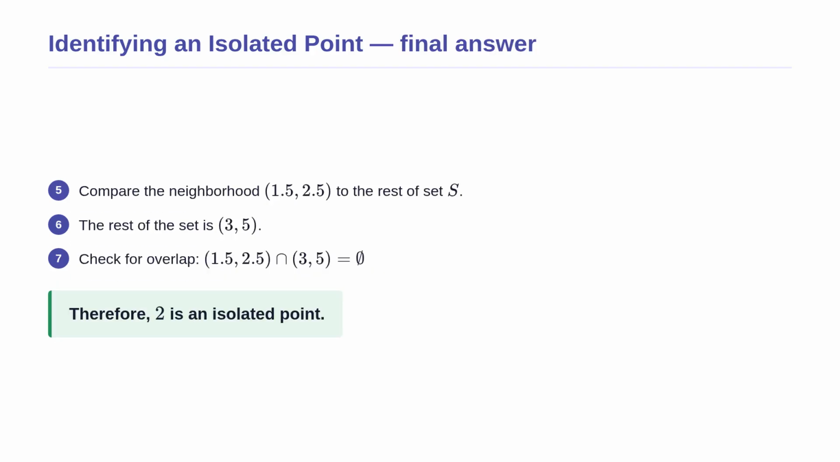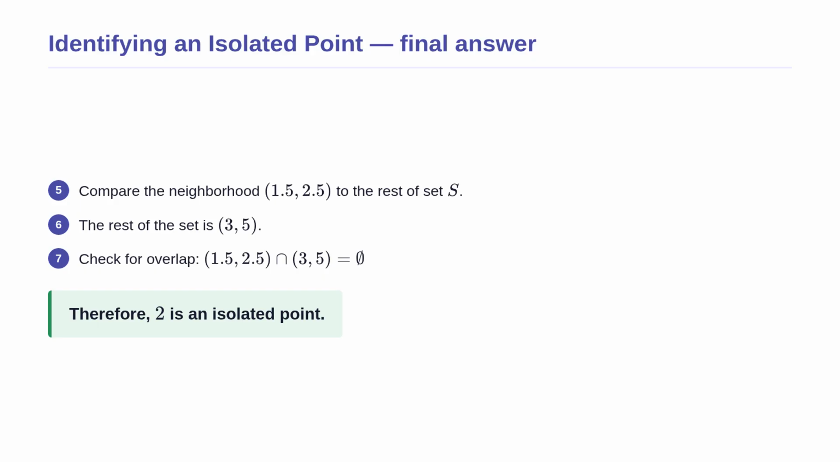Continuing with our test, we must compare this buffer zone to the rest of the numbers in our set. We check for overlap between our neighborhood, which ends at 2.5, and the rest of the set, which does not start until 3. There is absolutely no overlap. The intersection is completely empty, meaning no other points from the set invaded our bubble. Therefore, 2 is an isolated point because it has a clear, empty buffer zone separating it from the rest of the set.